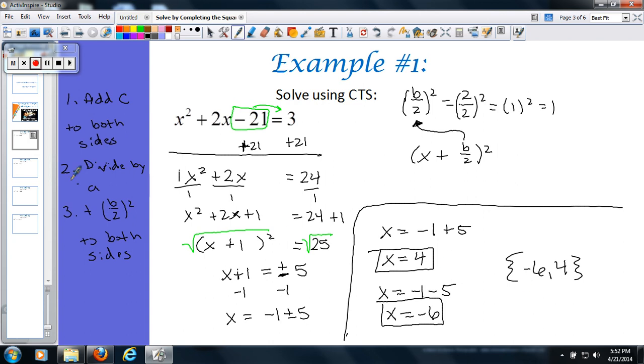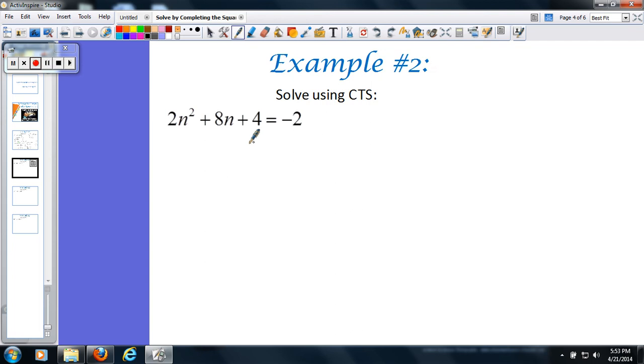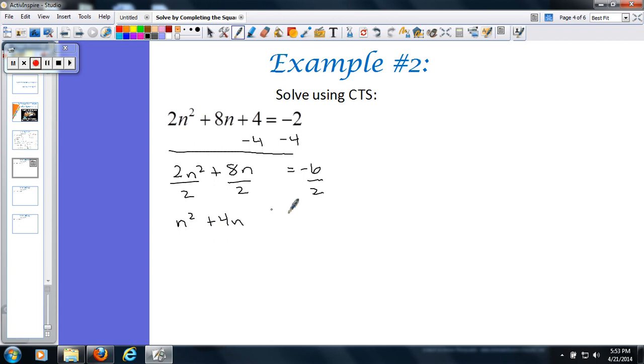Okay. Example number 2. Again, same thing. Move c to the other side. So I'm going to subtract 4 from both sides. This gives me 2n squared plus 8n, I'm going to leave a space, and that's going to be negative 6. Now I'm going to divide everything by 2. I need to divide by a. This gives me n squared plus 4n, leave a space, equals negative 3.